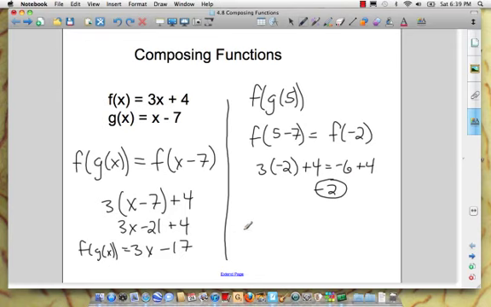Now, another way we could have done this is by plugging the input 5 into this rule that we found when we composed them just with x's. So, 3 times 5 minus 17, or 15 minus 17, or negative 2. Again, that's what should have happened. We should have gotten the same thing. Okay, let's look at another example.